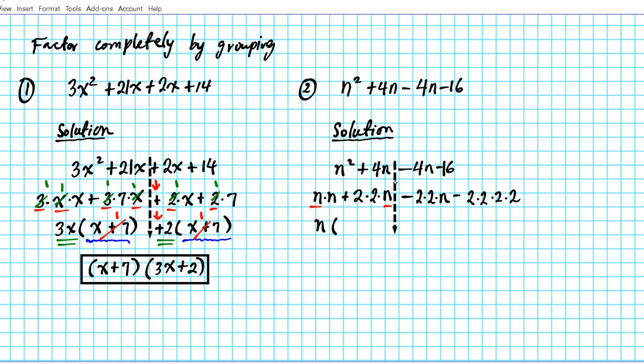Okay, so n is factored out and then you divide it out, because when you factor out a term, it's as though you're dividing the original term by that factor that you factored out. And then we're left with n plus 2 times 2 is 4.